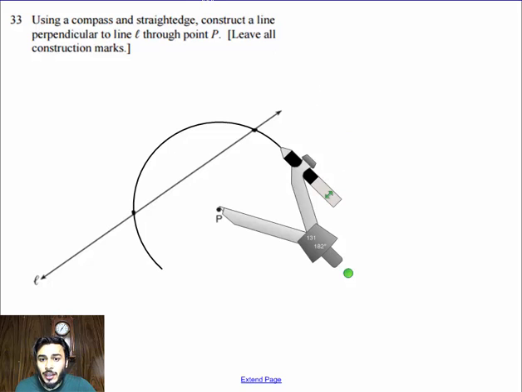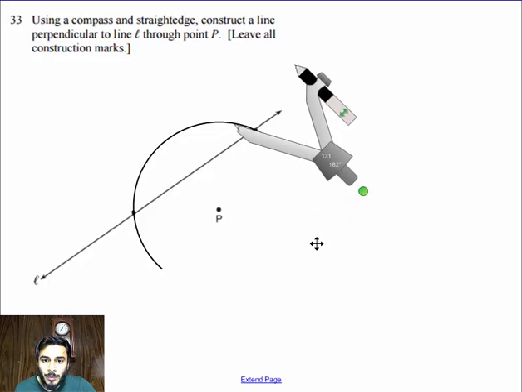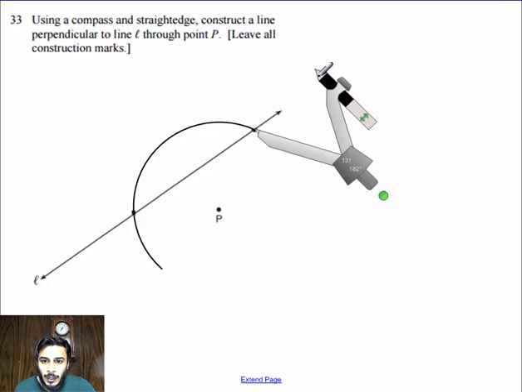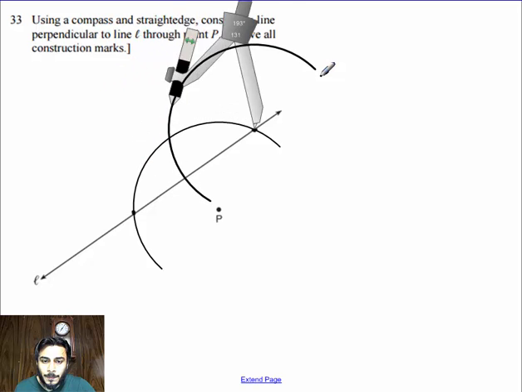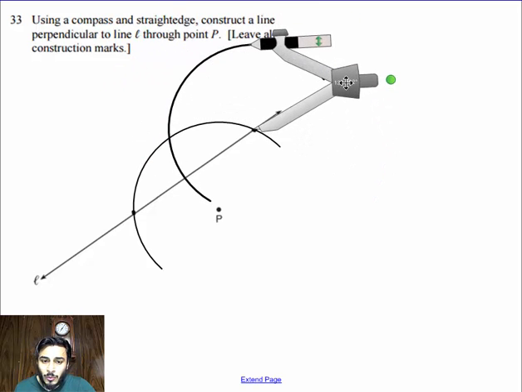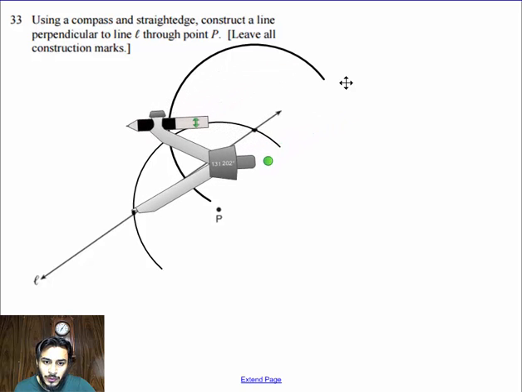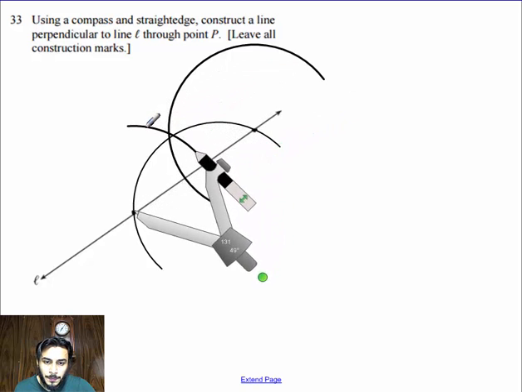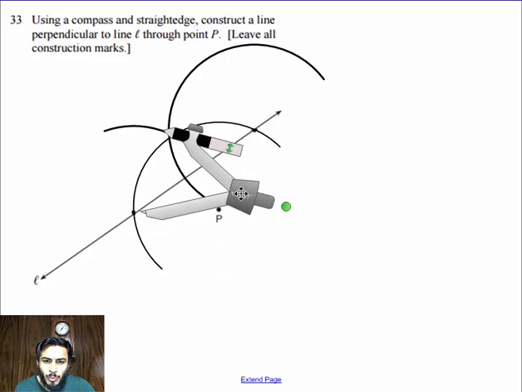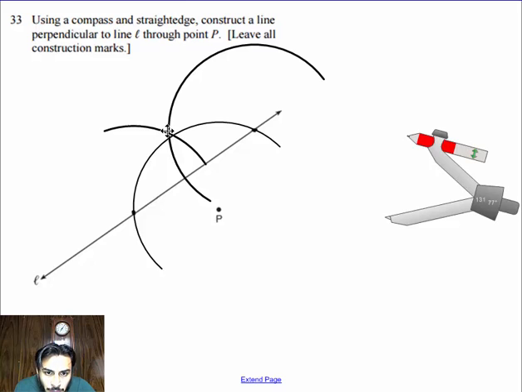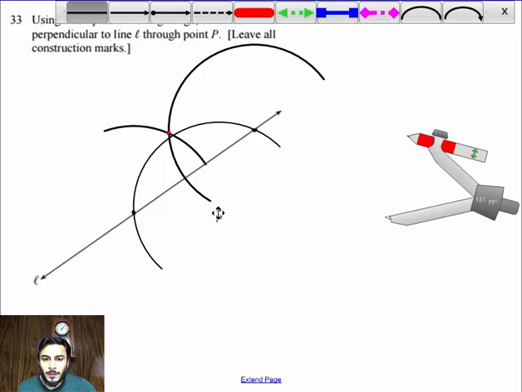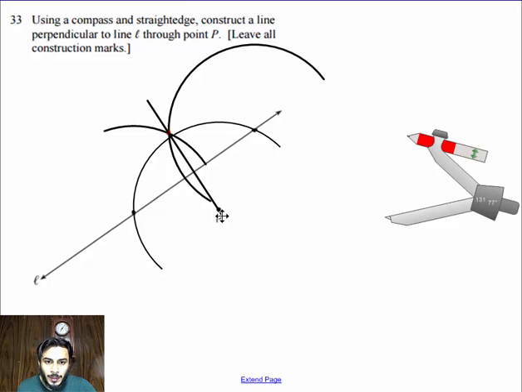All right, keep your compass setting the same. Don't change the compass setting. Put it on one of the points of intersection, and swing an arc as well. Keep the compass setting the same throughout this whole construction. Put it on the other point of intersection. Swing an arc. And then you'll get a new point of intersection right over here. You see it? What you want to do is connect that point of intersection to point P, and that's your perpendicular line through point P. All right, there it is, perpendicular line through a point.